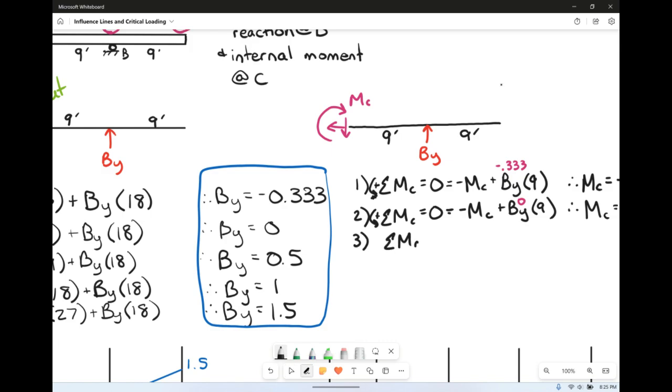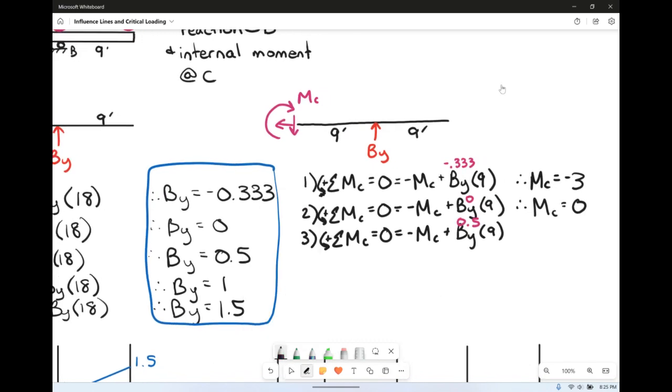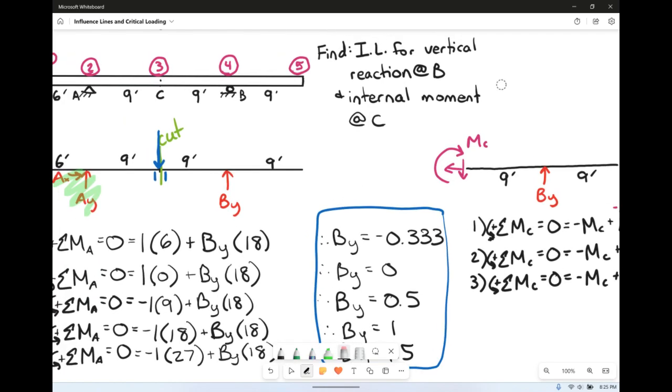So at spot C, we're going to sum the moment about C, set it equal to 0. And we're going to have minus MC plus, again, BY times 9. This time, BY we have as 0.5. So we're going to get that MC is equal to 4.5. Then we need to unload it, and we're going to reload it, this time at spot 4.